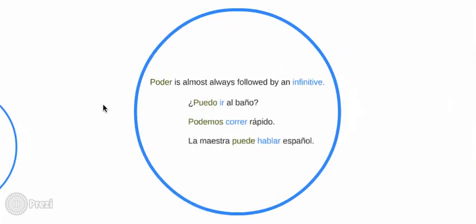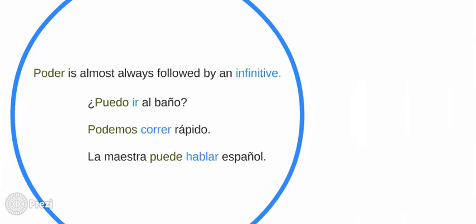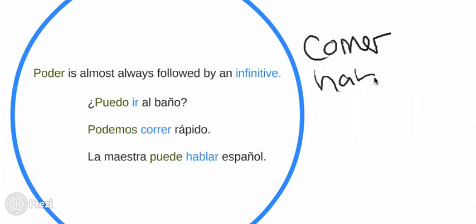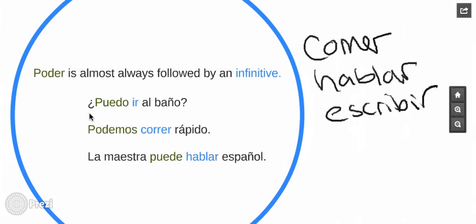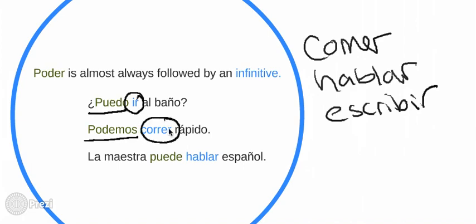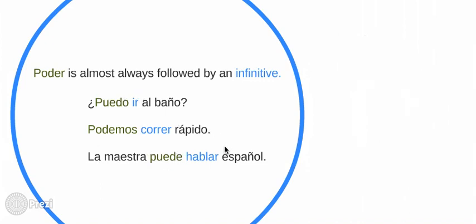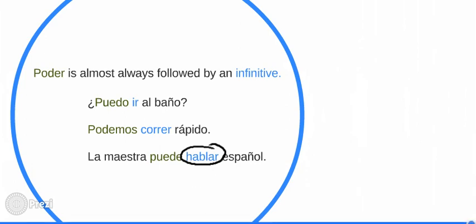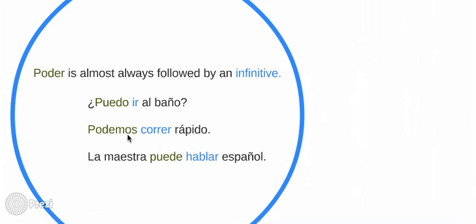One last note here. Poder, to be able to, is almost always followed by an infinitive. Remember, an infinitive is a verb that is not conjugated. It ends in AR, ER, IR, like comer, hablar, escribir. If we take a look at these example sentences, puedo is my form of poder and ir is my infinitive. Am I able to go to the bathroom? We are able to run quickly. The teacher is able to speak Spanish. Just something to keep in mind, poder will almost always be followed by an infinitive.